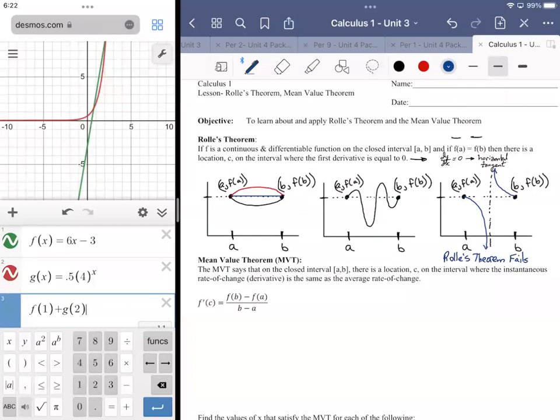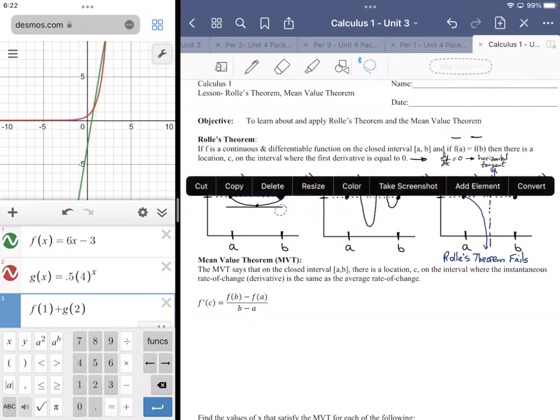So the first 2 are fine. We have instances where there would be a horizontal tangent, instances where the derivative has a value of 0. So Rolle's theorem checks out. I have a horizontal tangent here. I have one up here. I can actually make the second one a little teensy tiny one.